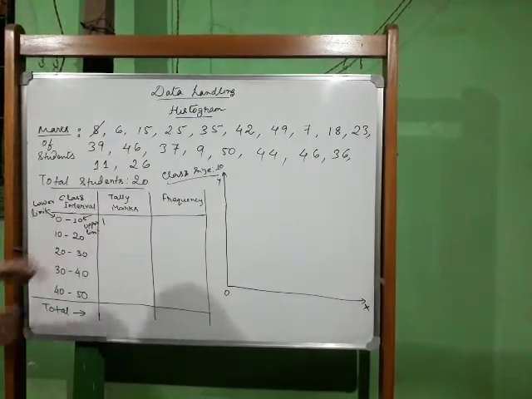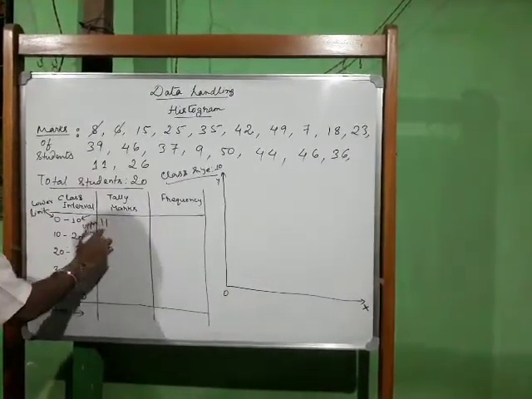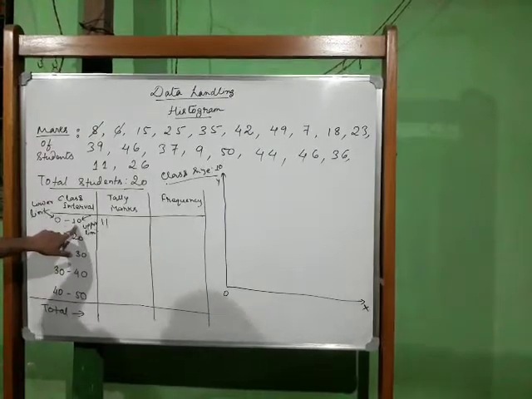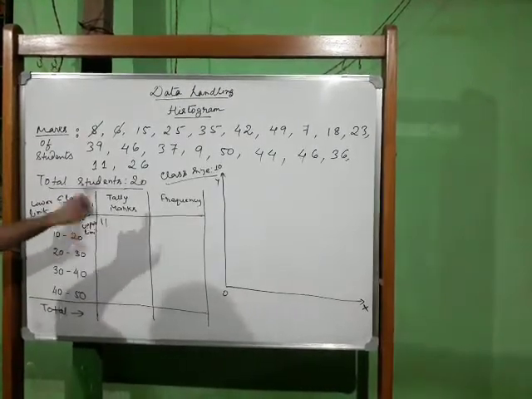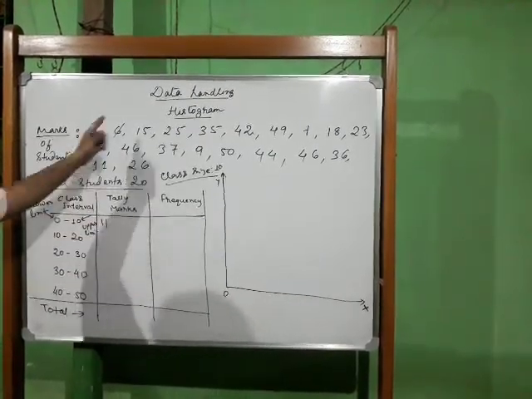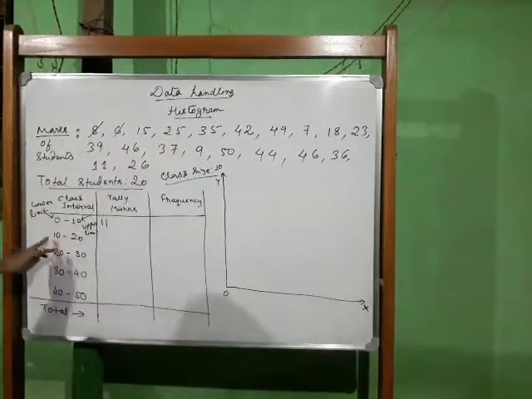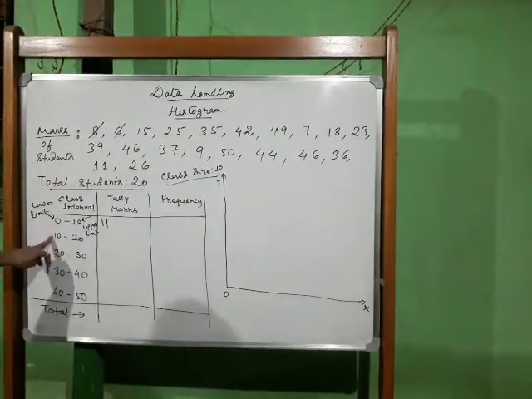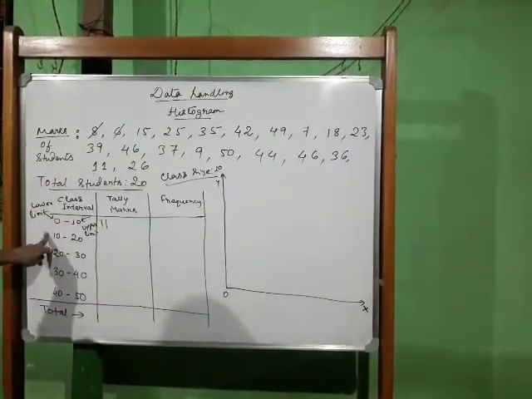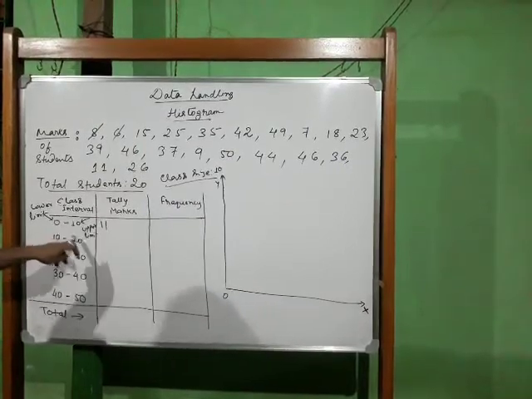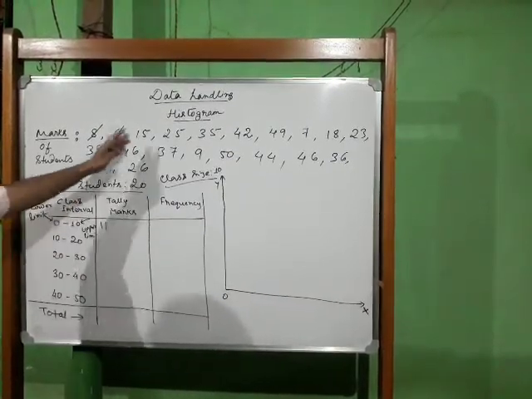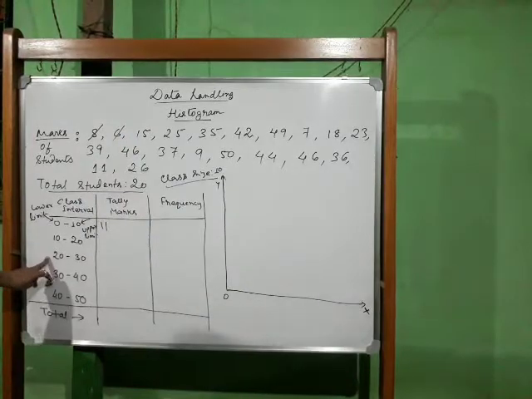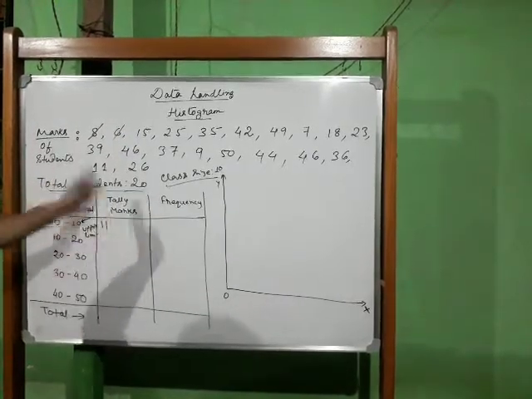Again 6 we have to give here, because 0 to 10 means up to 9 I can take here. If the number 10 comes, then it will come in the next interval. In this interval it will come from 10 to 19. If suppose the data is given as 20, then it will come to the third interval. In this way we will be doing the tally marks.